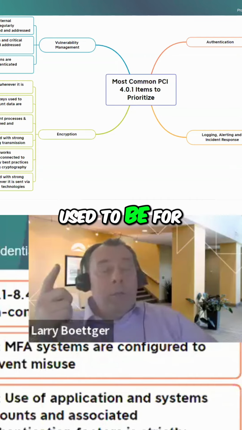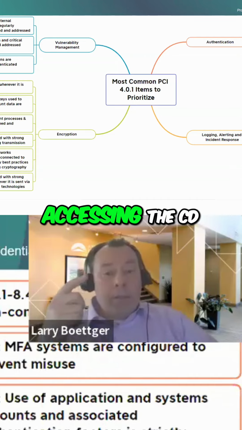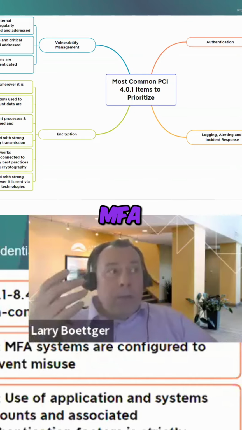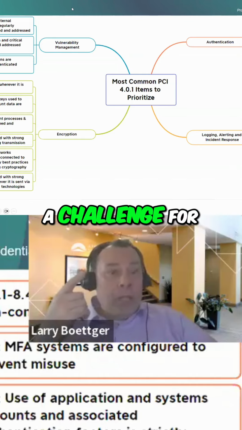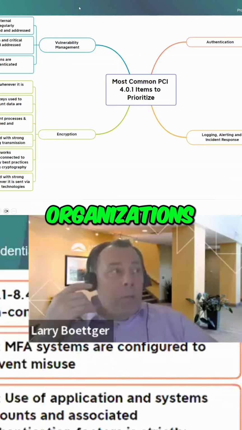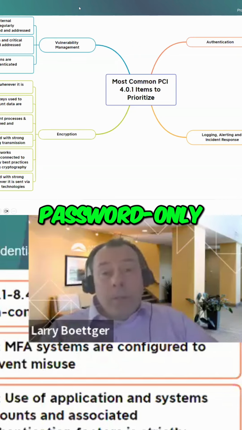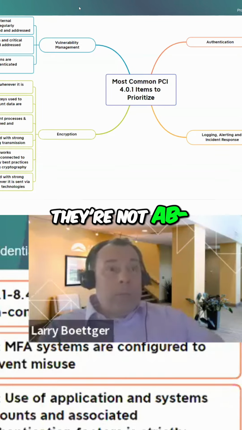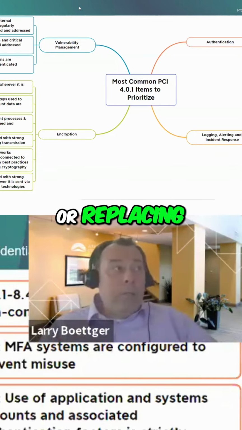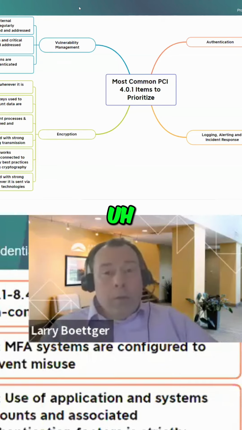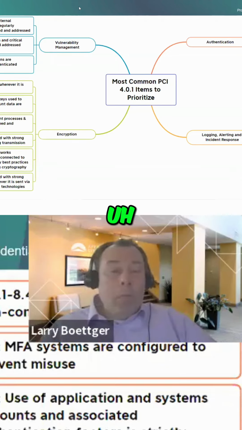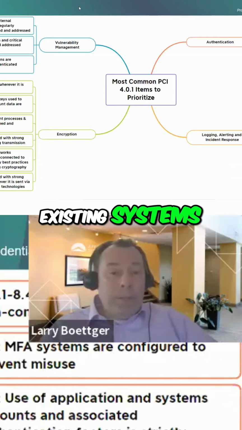It used to be for just the administrator accessing the CDE. Now all access into the CDE needs to have MFA. Just that one thing alone has been a challenge for some organizations because they may be using legacy password-only systems, and those password-only systems may not be able to do MFA. So they're failing. They either have to think about removing or replacing their authentication systems or integrating MFA with their existing systems.